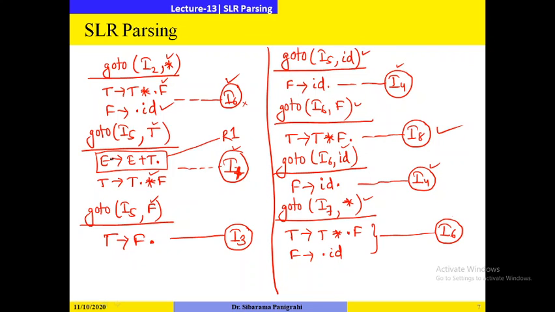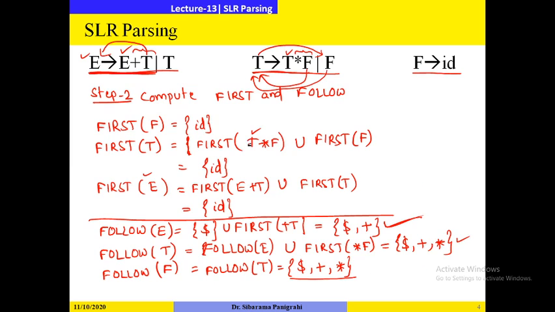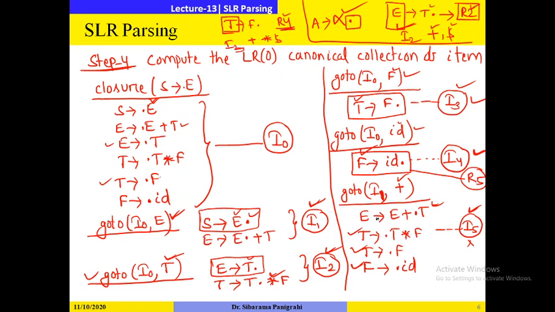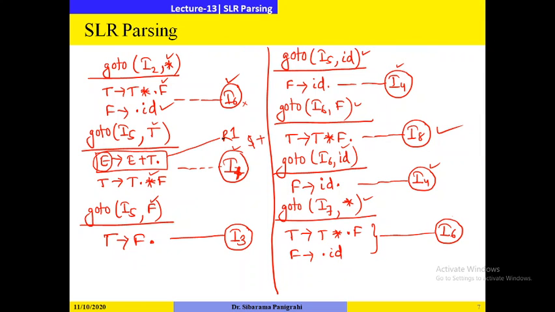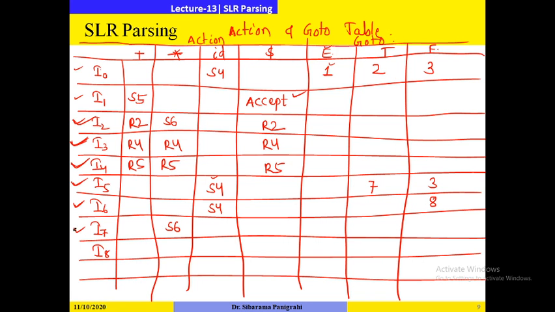But where will we write R1? Under the follow of E. So what is the follow of E? Follow of E is dollar and plus. So under dollar and plus, we have to write R1. In which row? The I7 row. Go to the I7 row. Under dollar and plus, you will write R1, R1. So I7 is over.